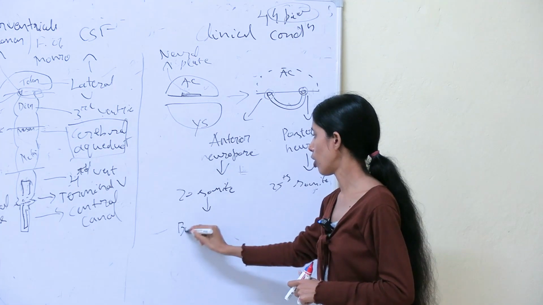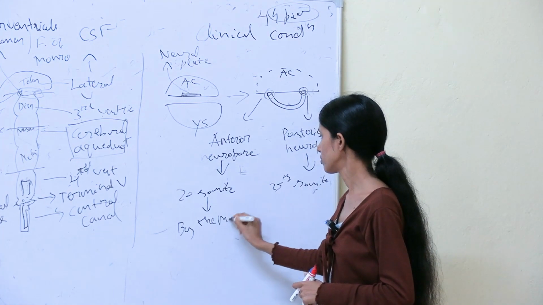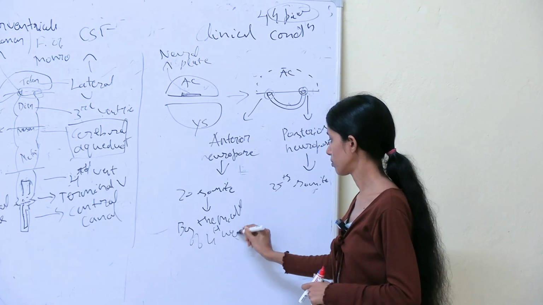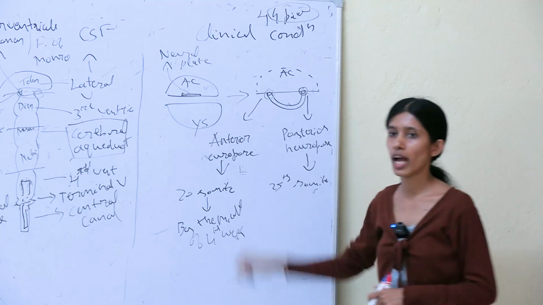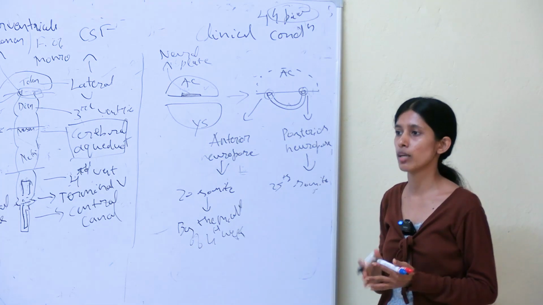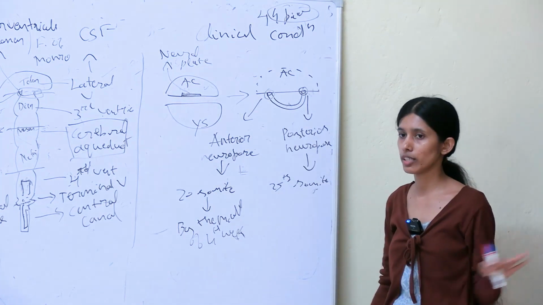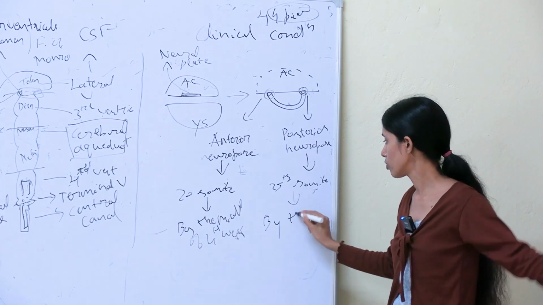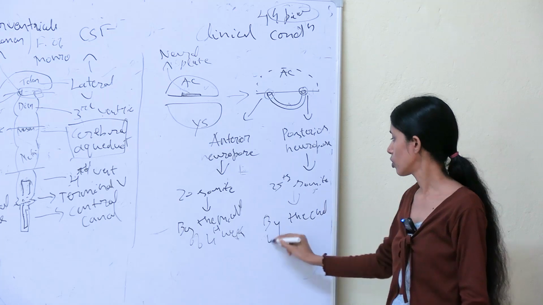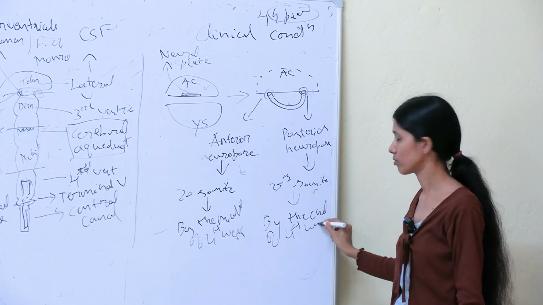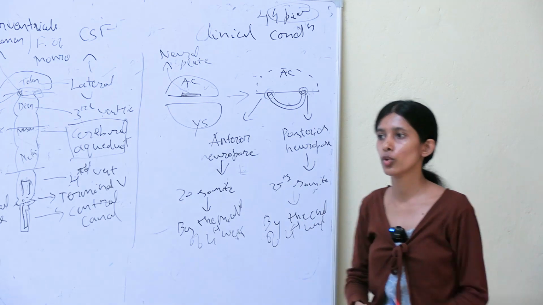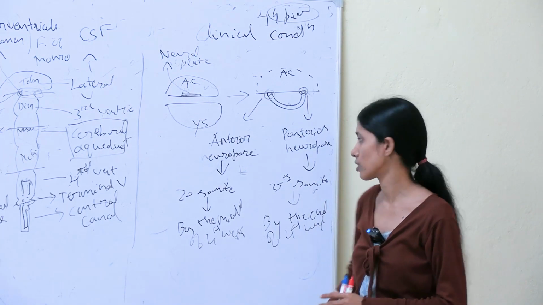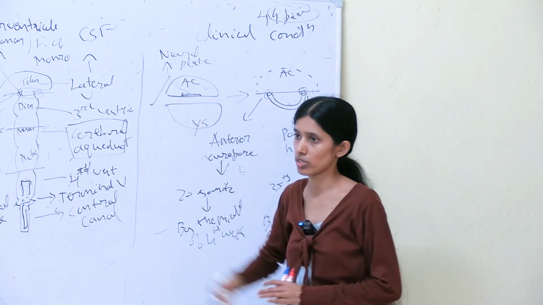So by the middle of 4th week, your anterior neuropore will get separate from your amniotic cavity. Okay. And by the end of 4th week, your posterior neuropore will get separate from the amniotic cavity. This is the normal development process.